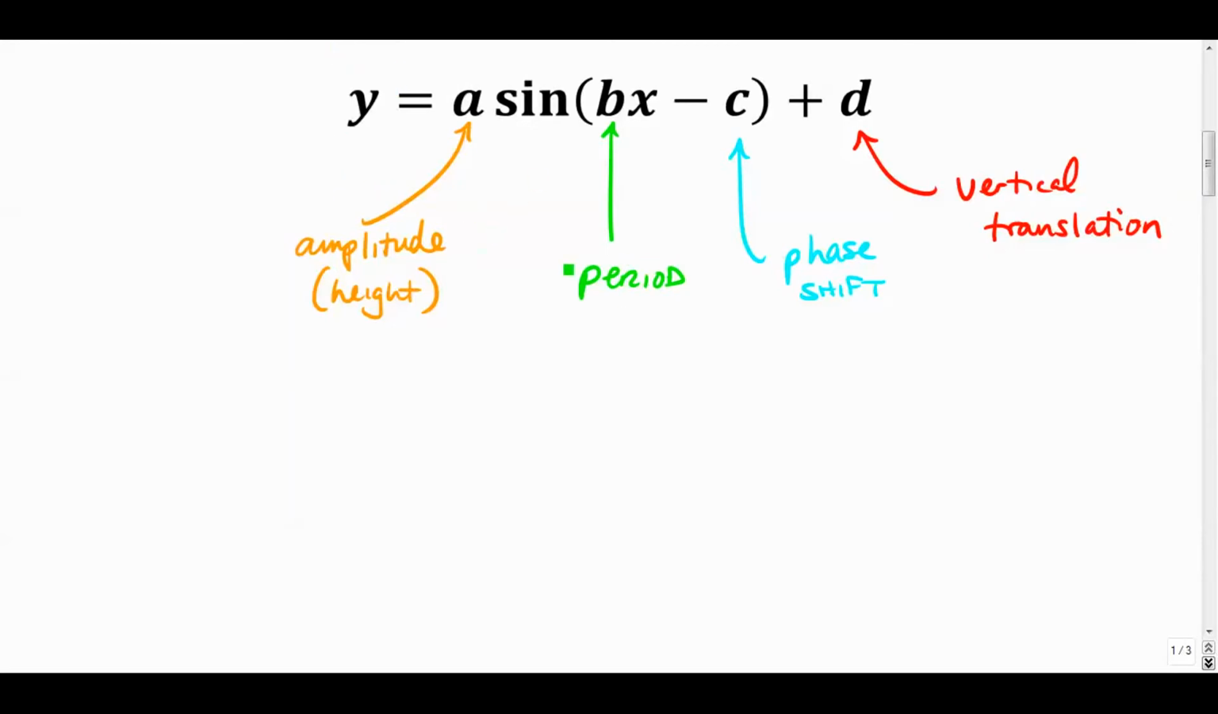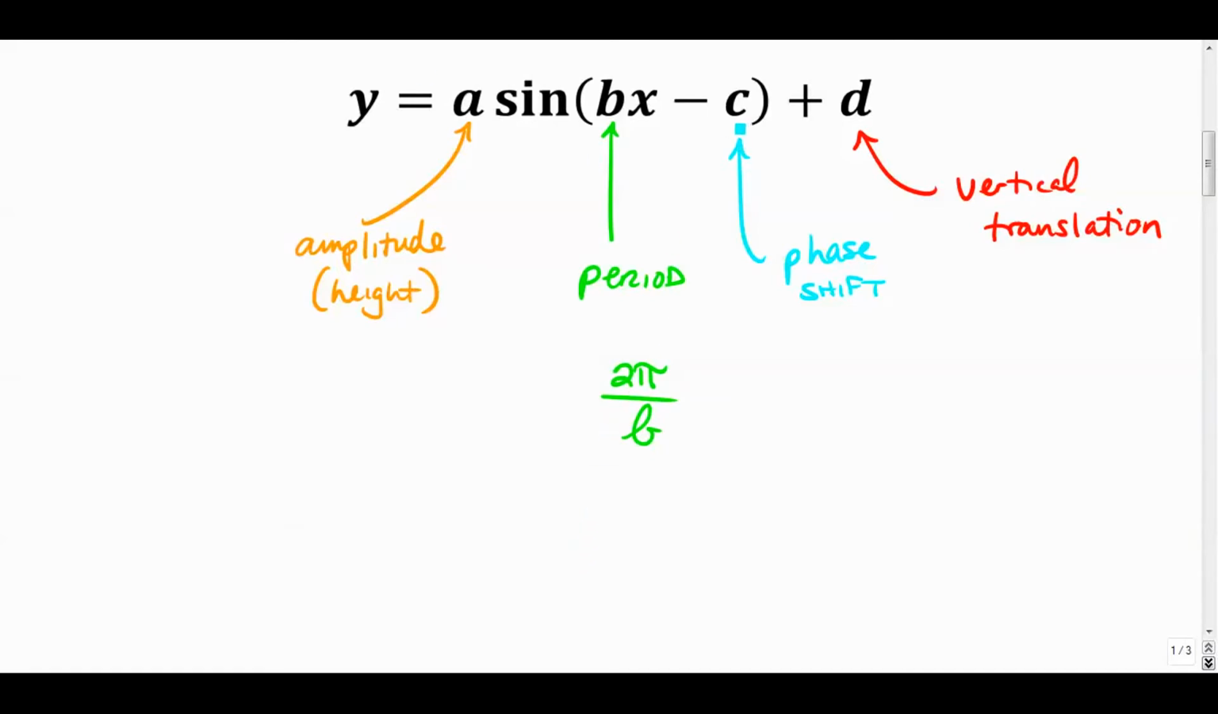we're going to learn how to use all of these, but there are some formulas here. If this b term is something other than 1, all you're going to do to determine the period of your function is take 2 pi over that b. We're using 2 pi because that's the actual period of the sine function to begin with. When we get to tangent, then we're just going to use pi over b.